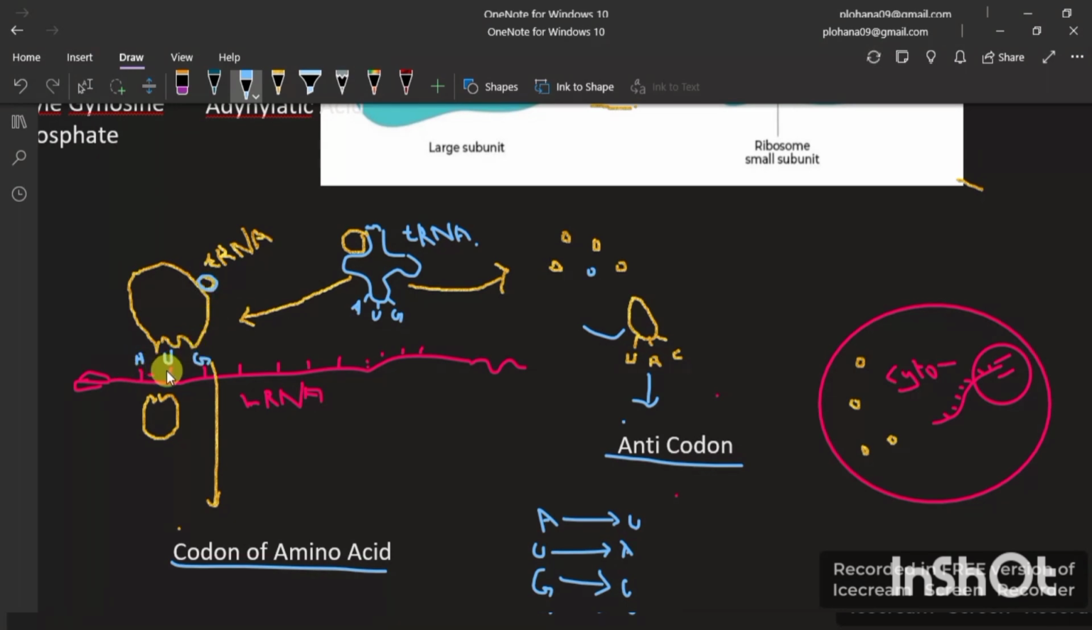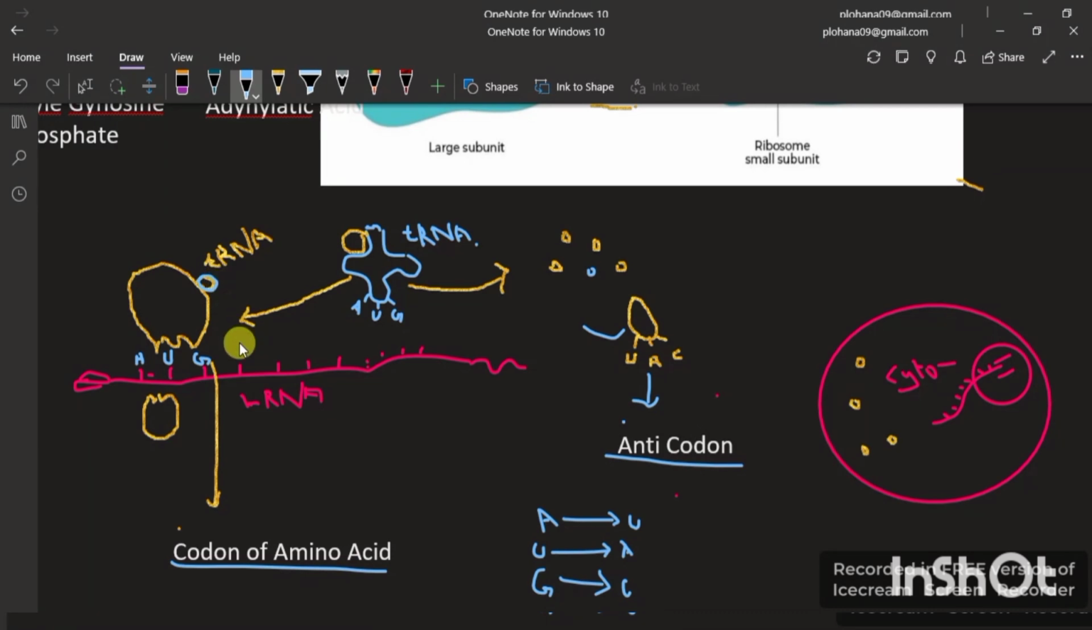So this is the codon of which amino acid? Because we know that we have 20 types of amino acids. In some books there are 21 too. So we have so many types of amino acids, alright. So the first amino acid is always methionine. So this is the codon of methionine, AUG, and the anticodon we have is UAC. So now it has an amino acid.